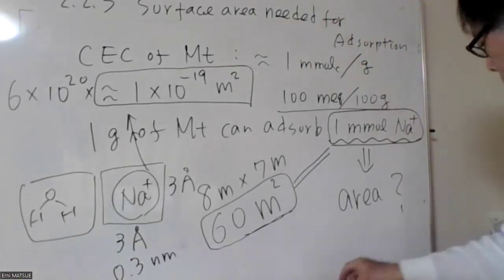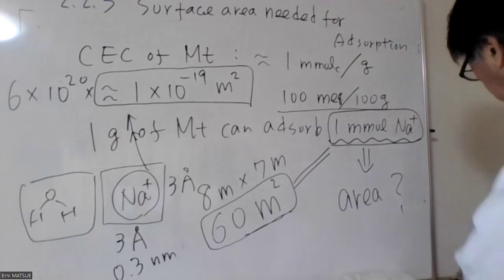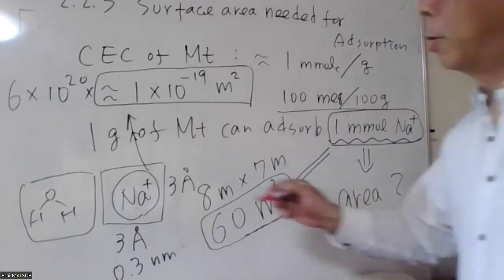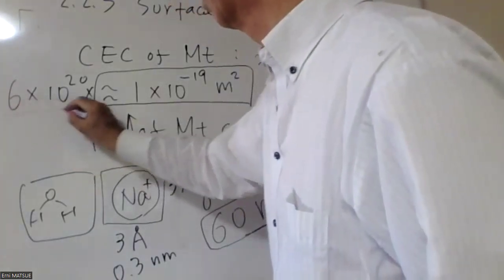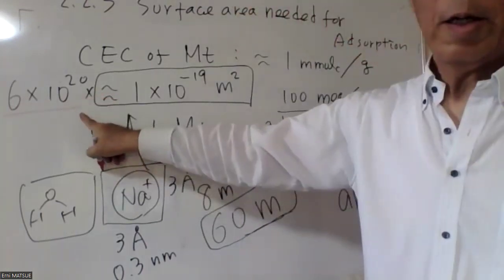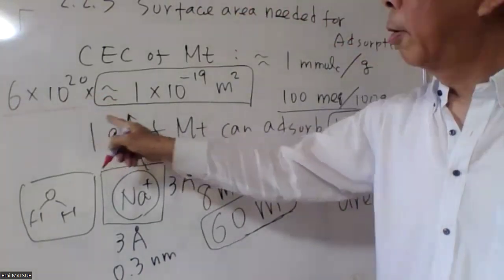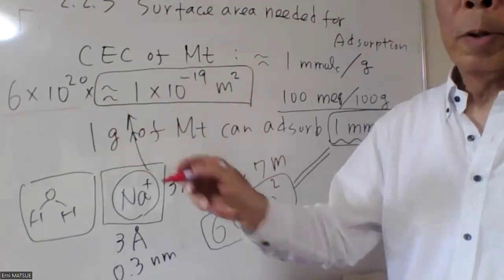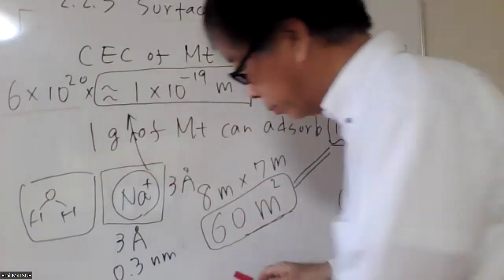So now we should note that it is a very large number, even 1 millimole, a very large number.